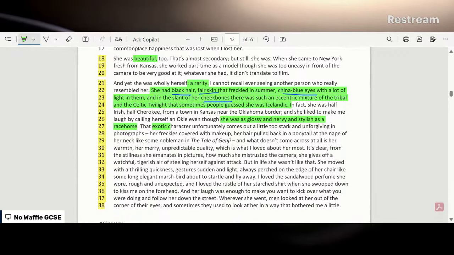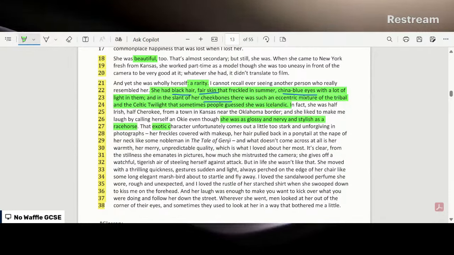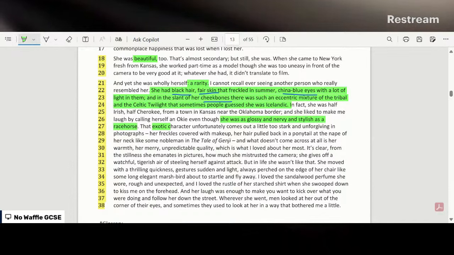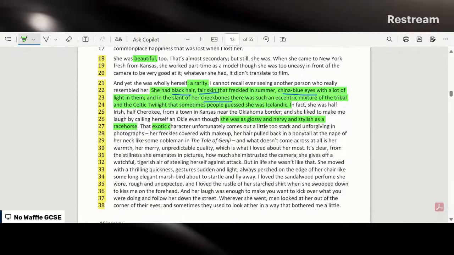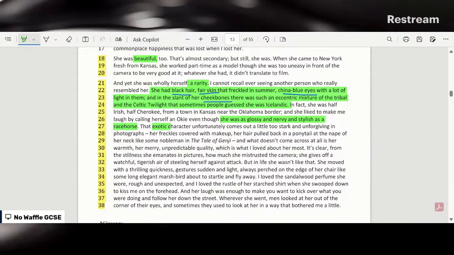Her freckles covered with makeup. Her hair pulled back in a ponytail at the nape of her neck, like some nobleman. Note how this is full of loads of language techniques. So don't get overwhelmed. You don't have to mention everything, yeah? Just focus on things that provide you with lots of ideas.